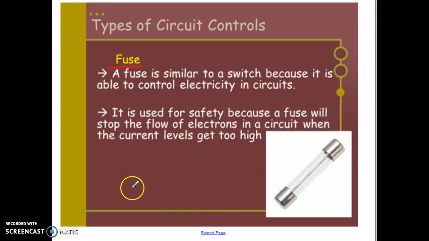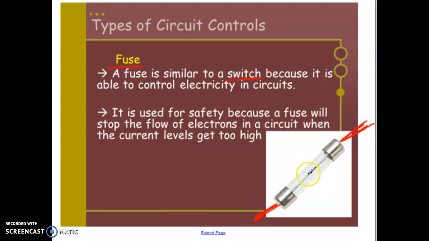Now there's another type of control that I haven't mentioned yet, and it's called a fuse. A fuse is not the same as the switch that we can turn on and off. The fuse is similar to a switch because it's basically like a safety switch. Here you have a small wire inside, connecting the rest of the circuit. This is creating a closed circuit, so it's able to run.